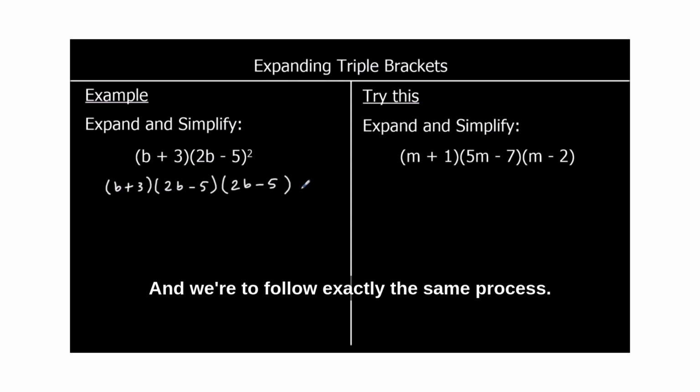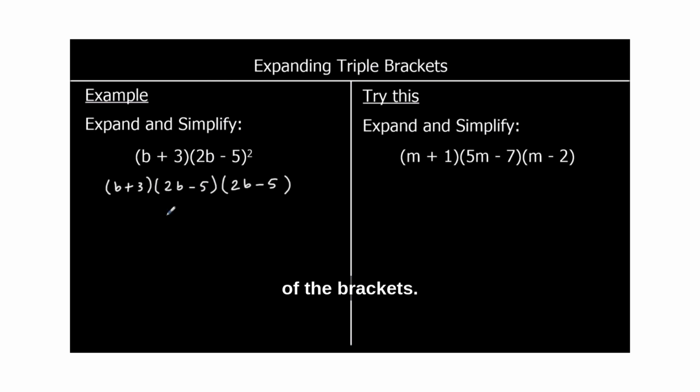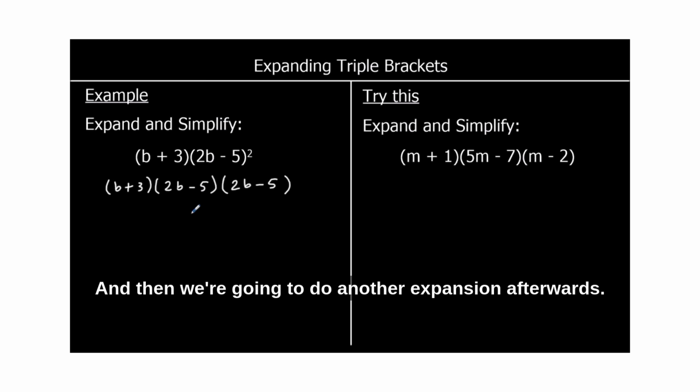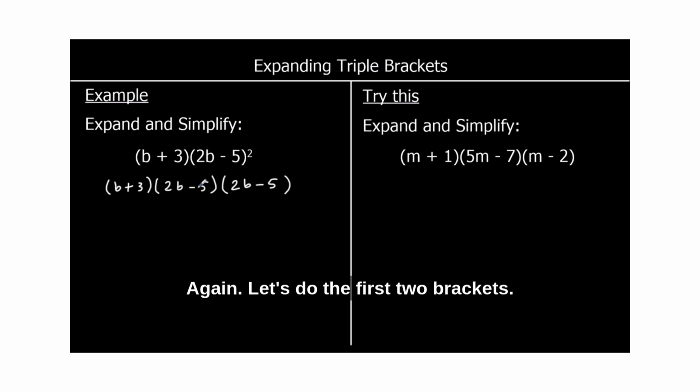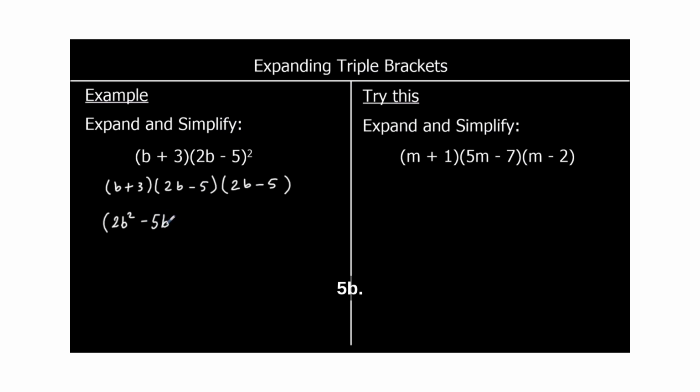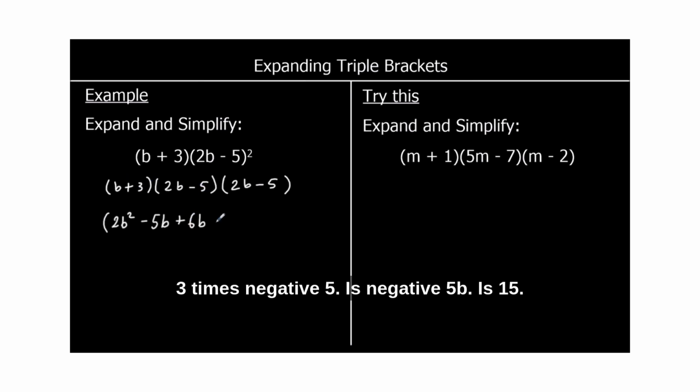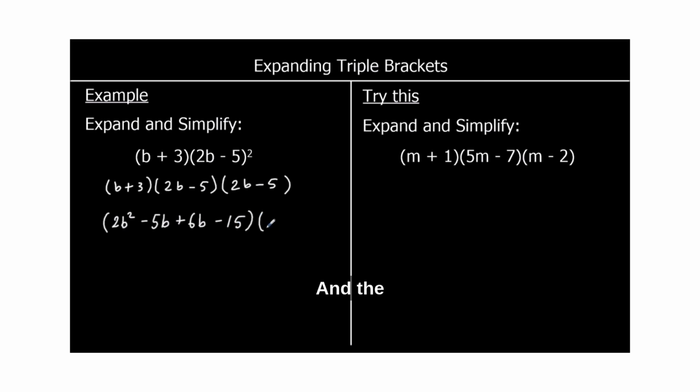And we're going to follow exactly the same process as before. So we're going to expand and simplify two of the brackets first, and then we're going to do another expansion afterwards. So let's do the first two brackets and leave the last bracket. So b times 2b is 2b squared. B times negative 5 is negative 5b. 3 times 2b is 6b. 3 times negative 5 is negative 15. And the other bracket is still there.